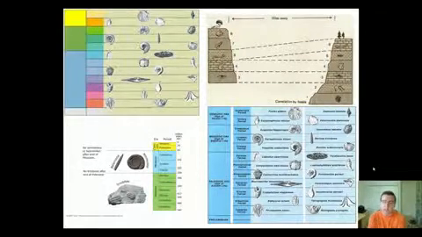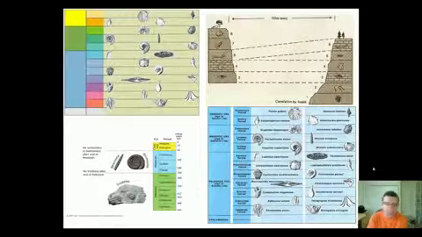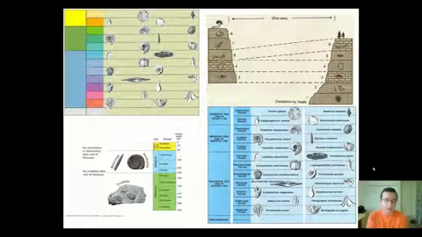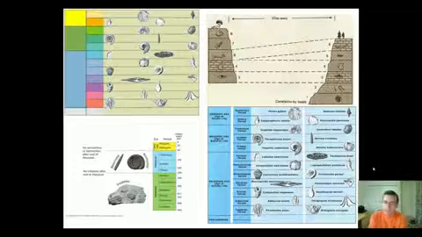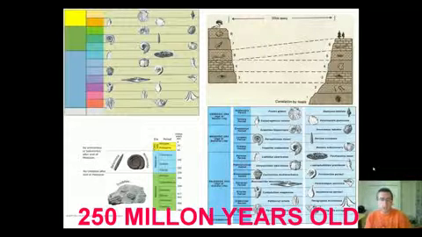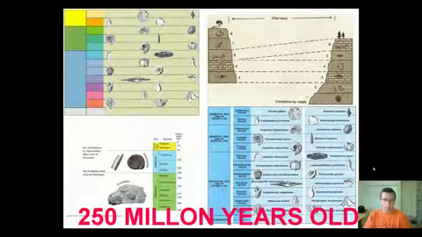Now what that means is that you can use the presence of that fossil in a rock to help date that rock. For example, if you find a trilobite in a rock, you know it must be from the Paleozoic era, because no rocks after the Paleozoic era have trilobites. Trilobites went extinct at the end of the Permian period. That means that if you see trilobites, it must be a rock that's at least 250 million years old. So you see how you can use the index fossils to help date the rocks.